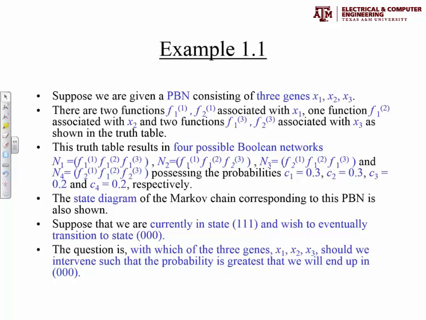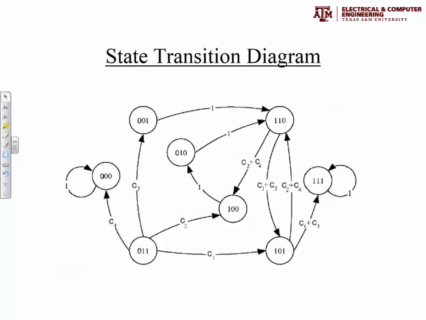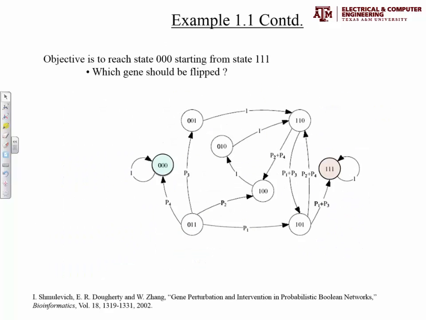As I said, suppose that you're currently in state 1, 1, 1, and let's say that corresponds to cancer, and you wish to eventually transition to state 0, 0, 0. The question is, with which one of the 3 genes, X1, X2, X3, should you intervene such that the probability is greater that we'll end up in 0, 0, 0? All right, any questions? So your objective is basically to reach 0, 0, 0 starting from state 1, 1, 1. Which gene should be flipped? And this is actually worked out in this paper.